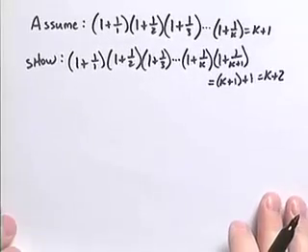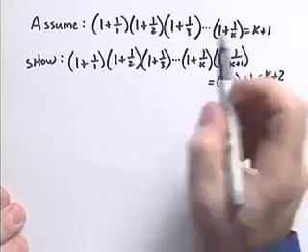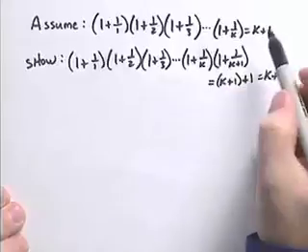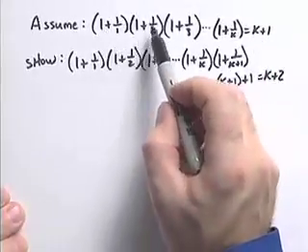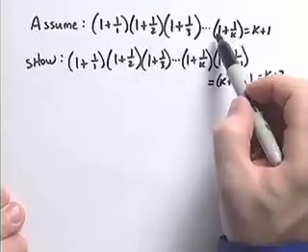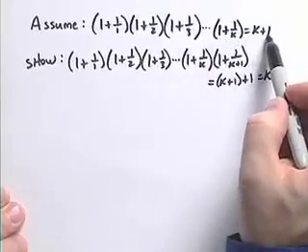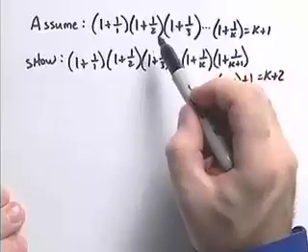What we're going to do is assume that our equation holds for some value k. So we're going to assume that (1 + 1/1)(1 + 1/2)...(1 + 1/k) equals k + 1. We're going to assume this is a true statement.